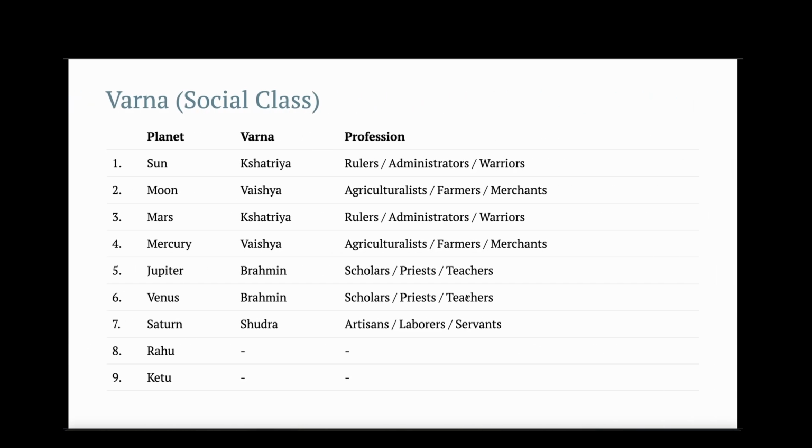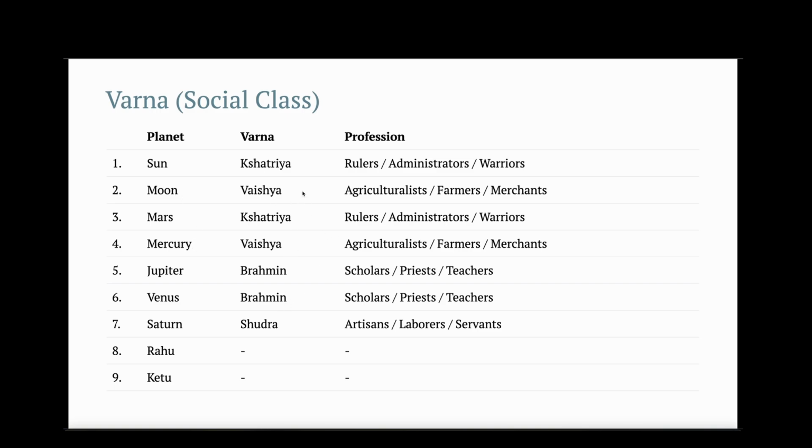Now let's look into the Varna or social class of the planets. Sun is considered as Kshatriya Varna. Moon is considered as Vaishya, Mars as Kshatriya, Mercury as Vaishya, Jupiter as Brahmin, Venus as Brahmin, Saturn as Shudra. So the Brahmin planets are Jupiter and Venus, Kshatriya are Sun and Mars, and Moon and Mercury are Vaishya.